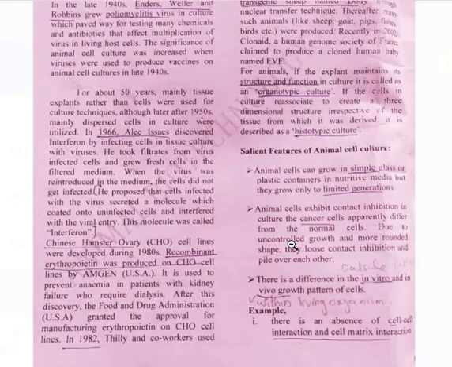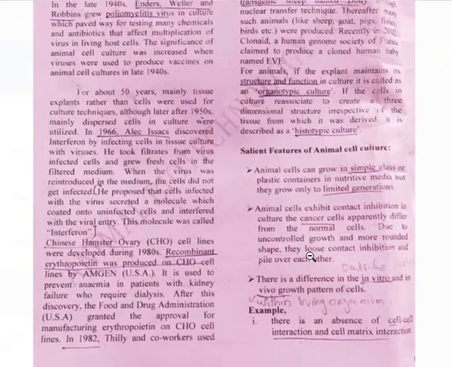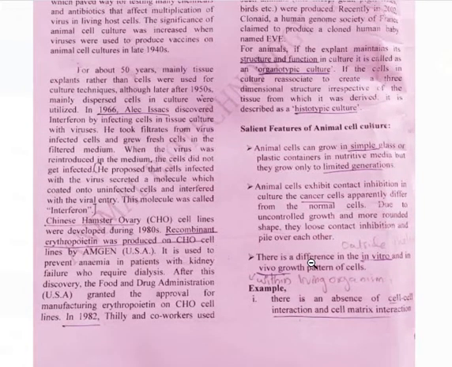Also, these animal cells exhibit contact inhibition in culture. The cancer cells are apparently different from the normal cells. Most probably tumor cells are preferred for experimental purposes because these tumor cells multiply fast. And also there is a difference in the in vitro and in vivo growth pattern of cells.